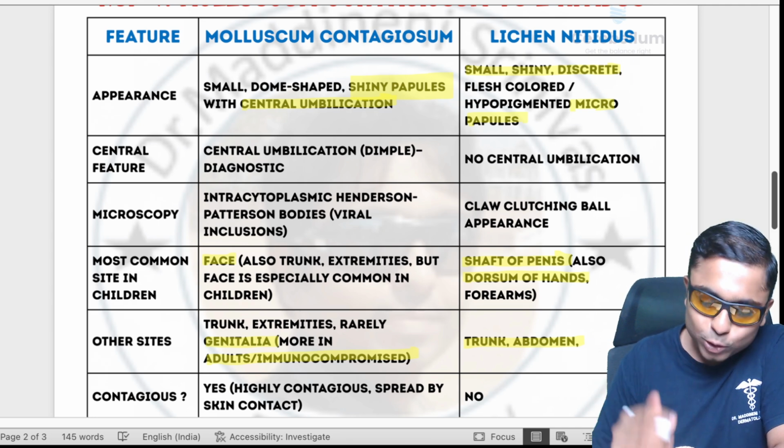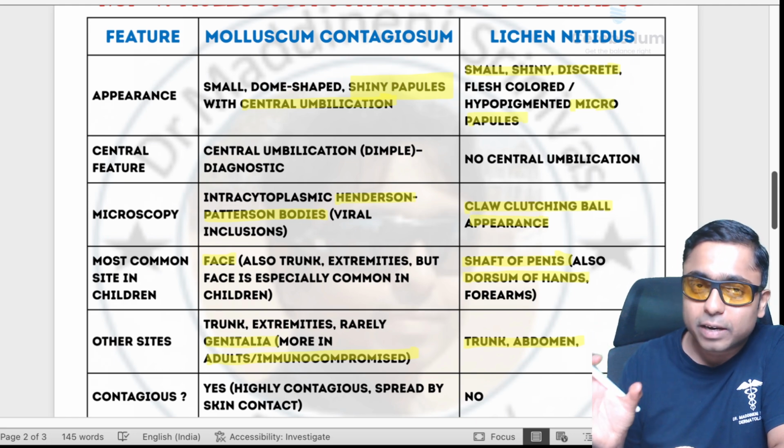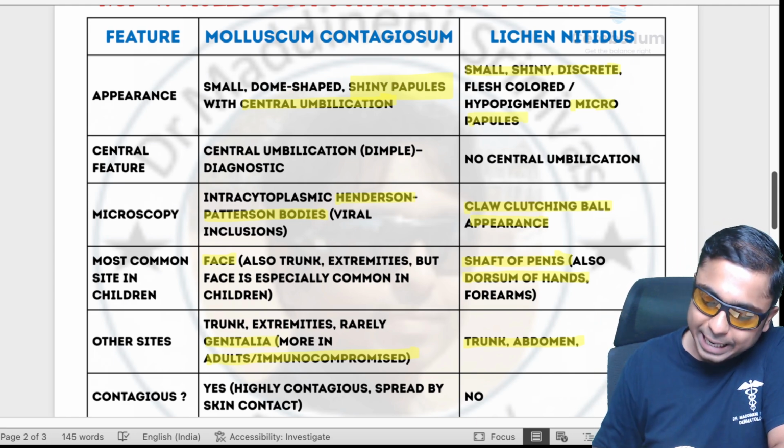And on microscopy, I hope all of you know Henderson-Peterson bodies in molluscum, and the claw clutching ball appearance of lymphocytic infiltrate in between the rete ridges in Lichen Nitidus.